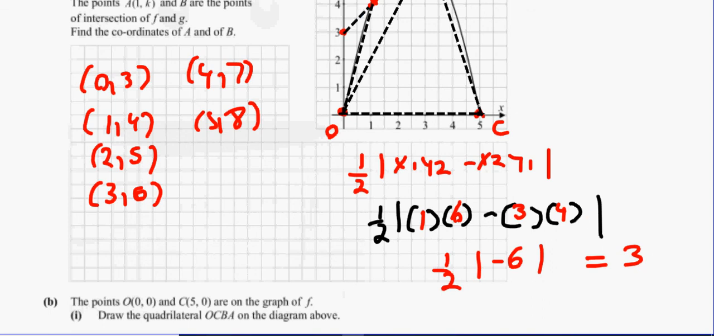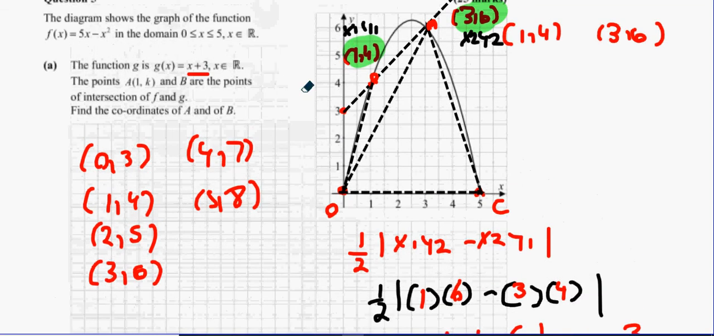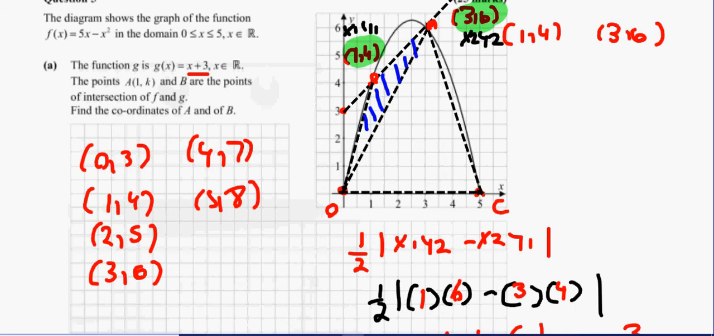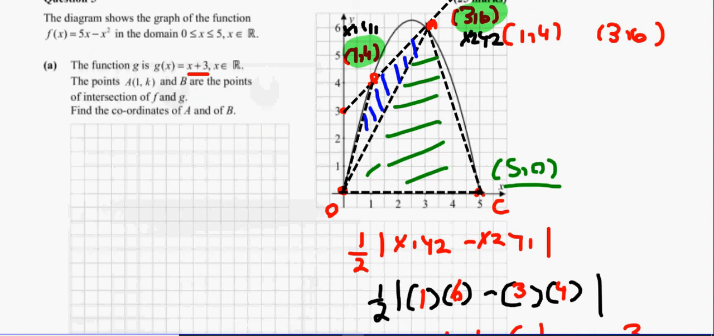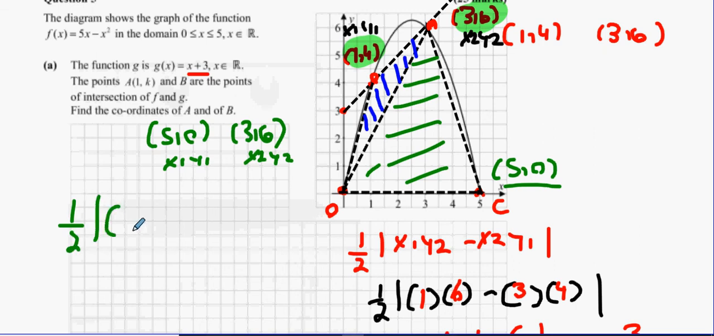Now, I only got the area of the top triangle. I haven't got the area of the bottom triangle. Anybody have any ideas how to get the area of the other triangle down here? The green triangle. What are the points for the green triangle? 5, 0 and 3, 6 are the other two. So it's 5, 0 and 3, 6. And let that be x1, y1, and that one be x2 and y2. So we're going to get this.